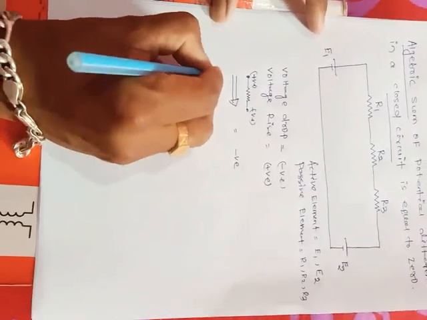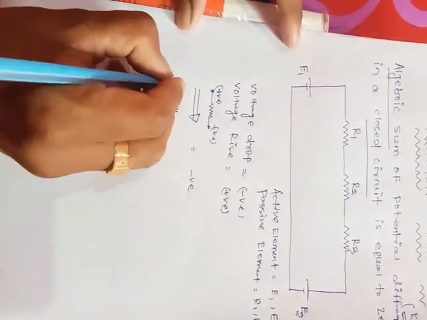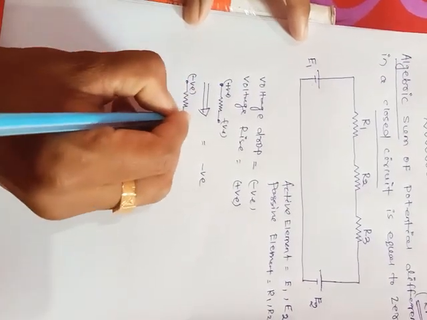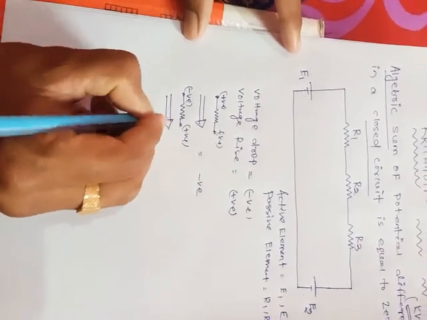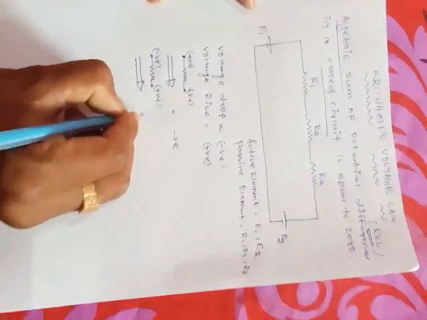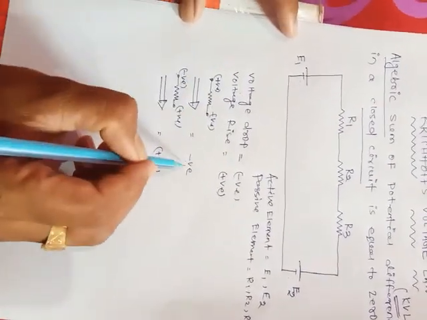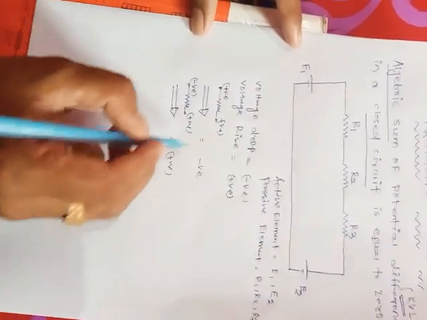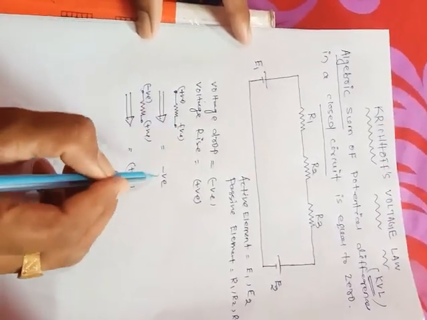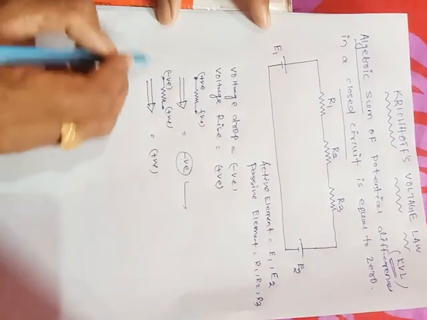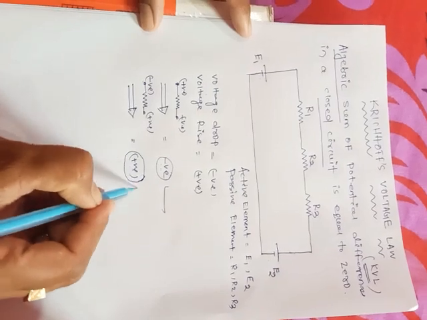In the similar case, if the current flows from negative to positive, then the result is positive. As mentioned before, negative is the voltage drop and positive is the voltage rise. If current flows from positive to negative, the value is negative. If current flows from negative to positive, the value is positive.